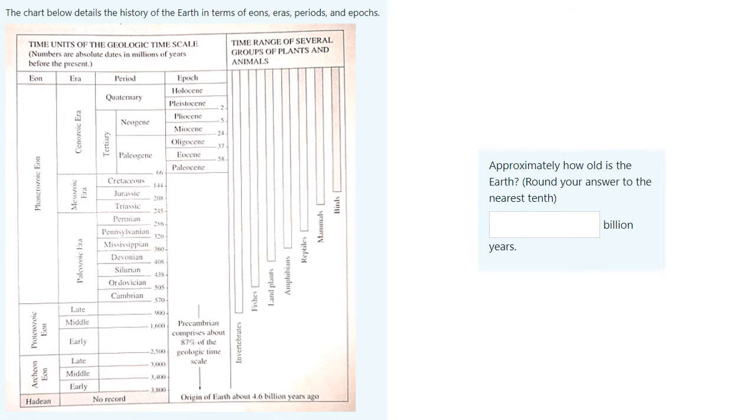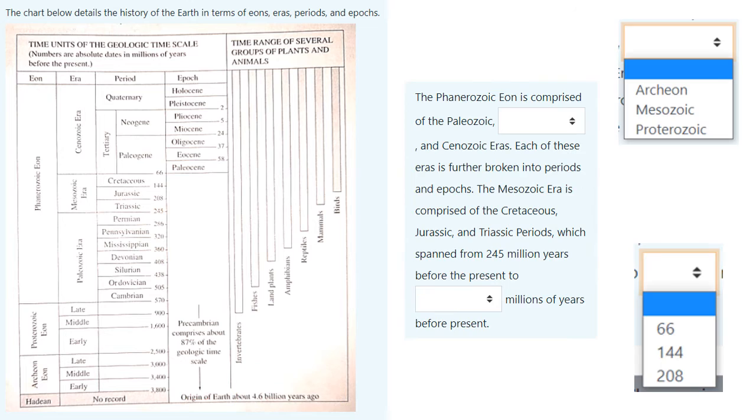This question is quite easy. It says, how old is the Earth? And if we look at the graph, it says the Earth is 4.6 billion years old, the origin, the beginning. And we need to round to the 10th. So all we need to say is 4.6. Just match the answer from here. On to question 15.